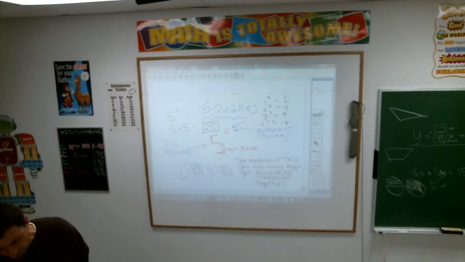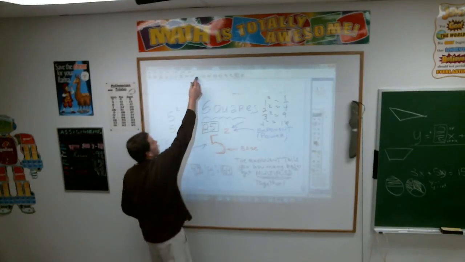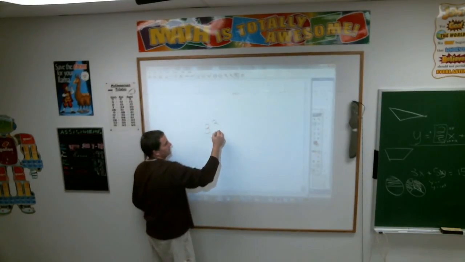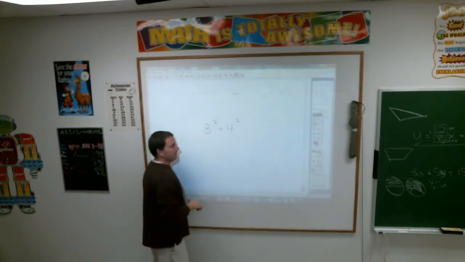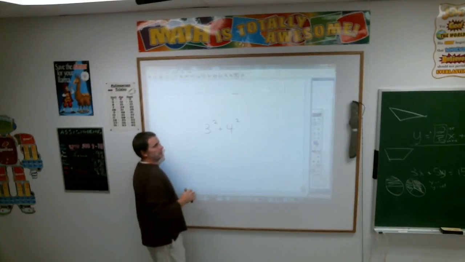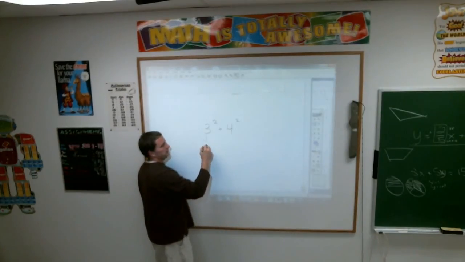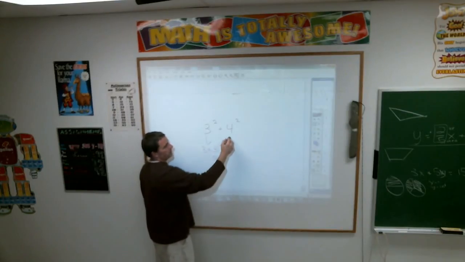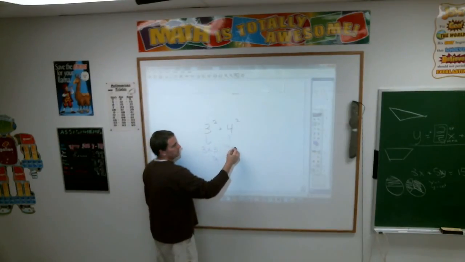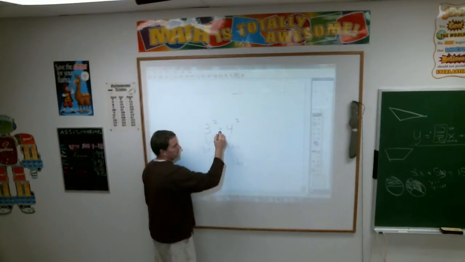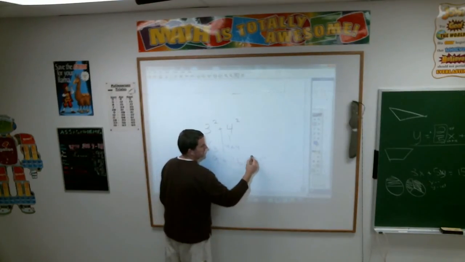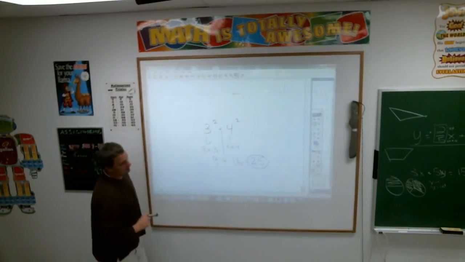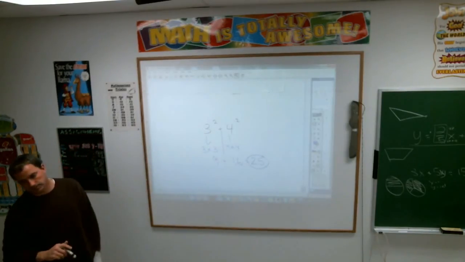So if you're given a problem like 3 squared plus 4 squared, by the way, in order of operations, you always do the square part first. What is 3 times 3? It is 9. What is 4 times 4? And then what is 9 plus 16? 25. That would be the answer to that problem. Okay.